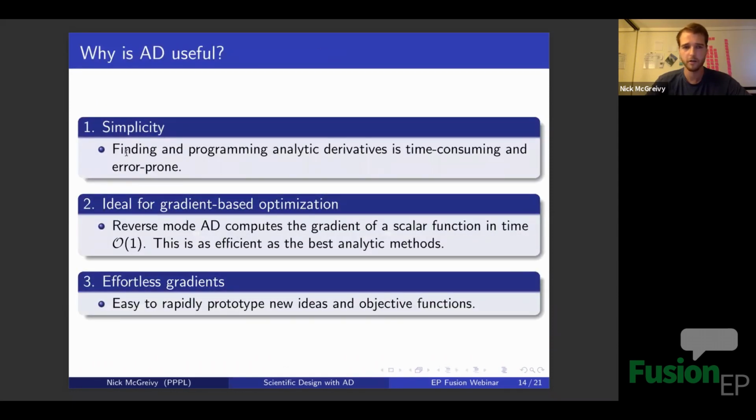Great. So I've kind of touched on these a little bit. But from a user perspective, why is AD really useful? If I'm doing research with gradients, research with optimization, why is AD useful? Here are my favorite three reasons. One is it's very simple. Two is it is very convenient for gradient-based optimization, and part of this is because your gradients are effortless. And so if I want to prototype new ideas, try new objective functions, regularizations, whatever, then I can just compute a different function, and then the gradient's given automatically, and the optimization is performed automatically.